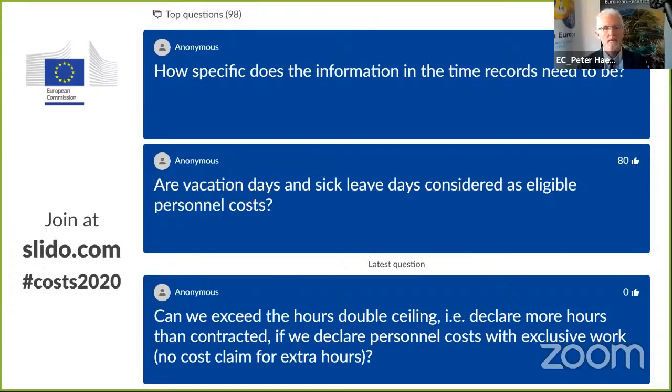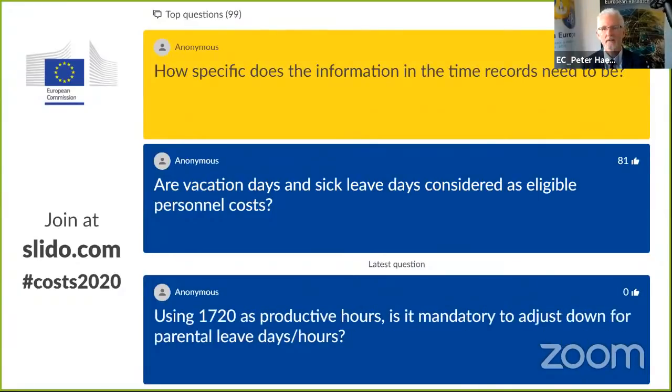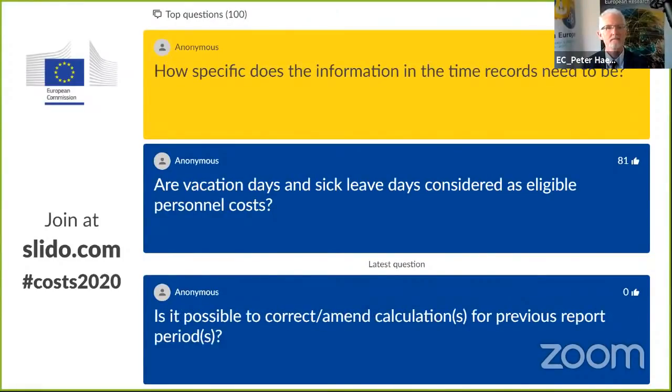Okay, and we continue with the next one in the row. How specific does the information in the time records need to be? I think it was partially replied because David referred to this minimum timesheet template that we have that is available and accessible through our annotated model grant agreement. But maybe, David, you can again specify what actually is needed.